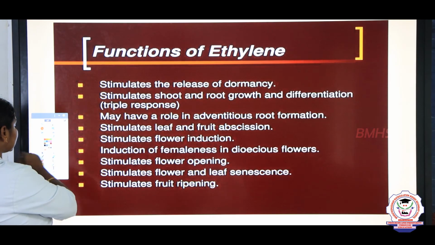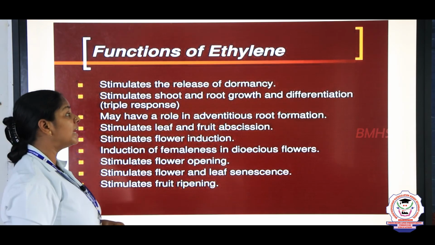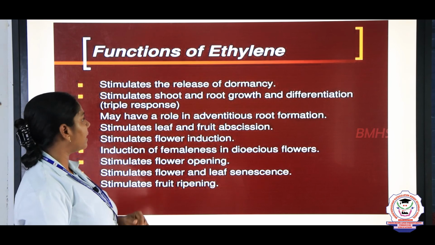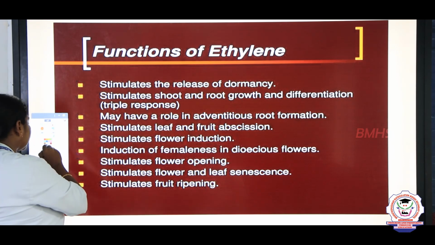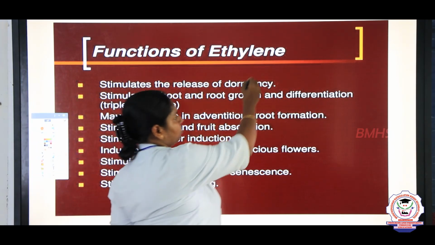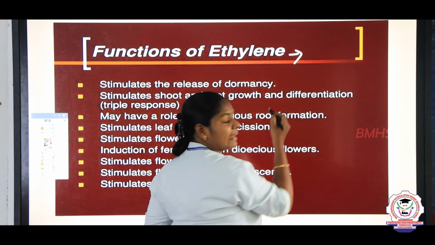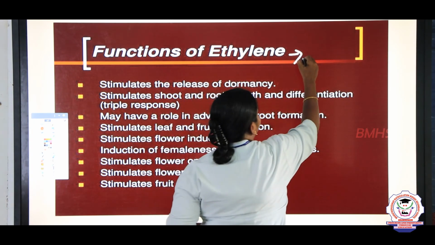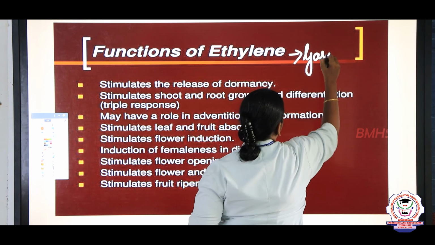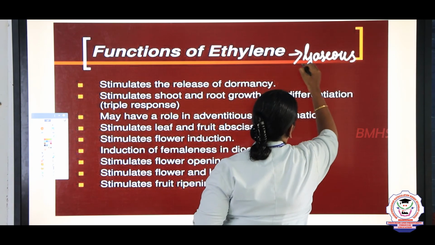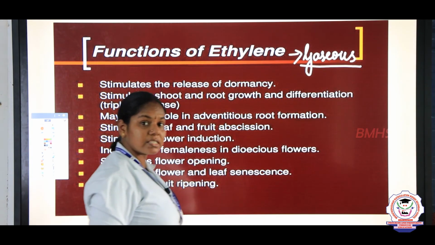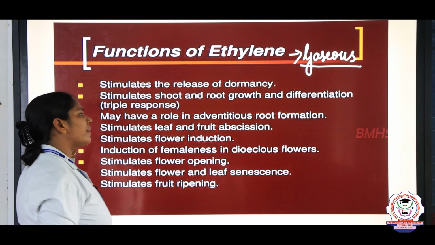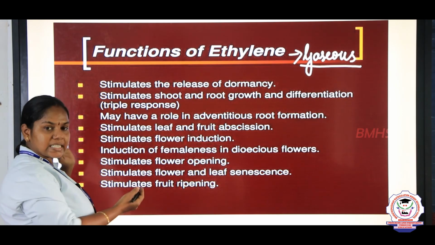And the last plant hormone is ethylene. When compared to other hormones, ethylene is a gaseous hormone. The others are all obtained in liquid form, but ethylene is a gaseous hormone. It's an important question also, children: gaseous hormone. And there are many functions of this ethylene. Let us discuss some of them.